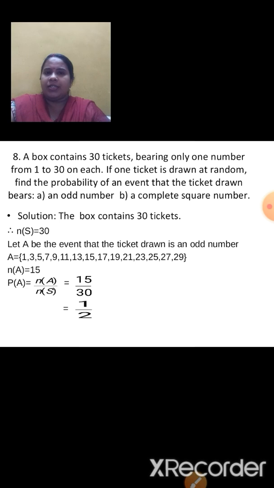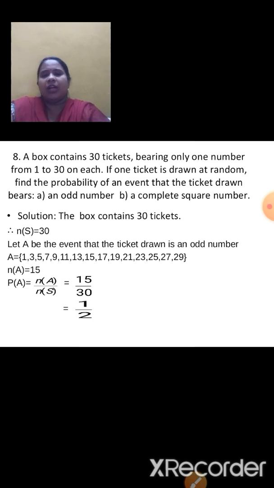A box contains 30 tickets bearing numbers from 1 to 30 on each. If one ticket is drawn at random, find the probability of an event that the ticket drawn bears an odd number and a complete square number. Now this is an extremely easy sum. Let us do it as revision. We have already covered all the sums based on this type.